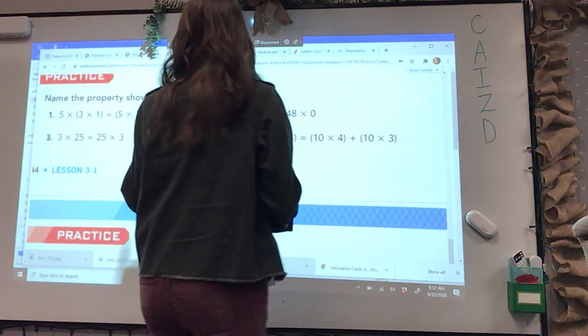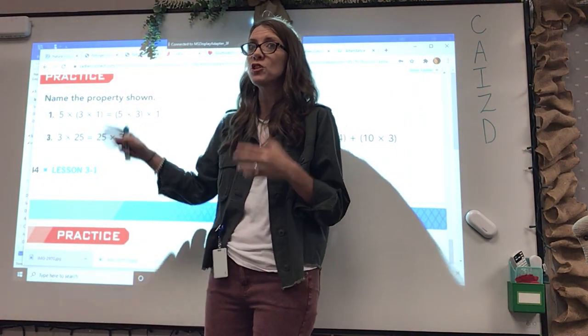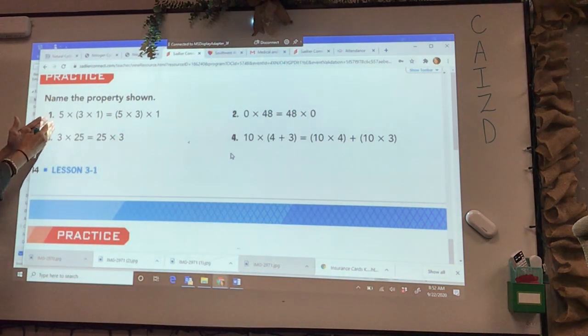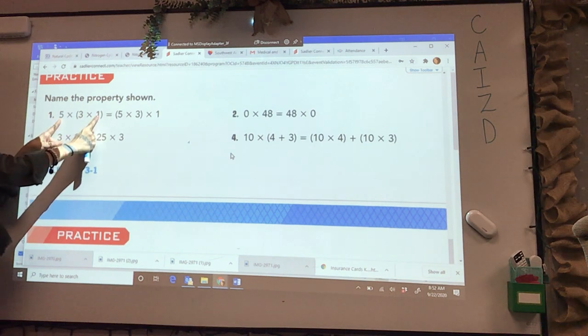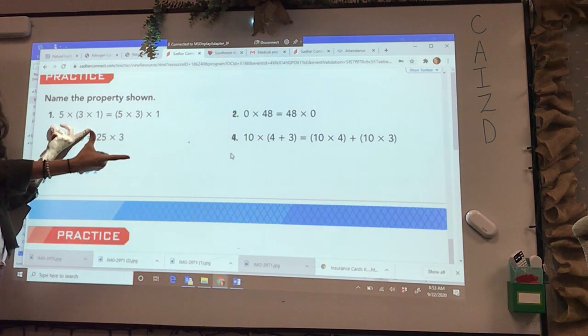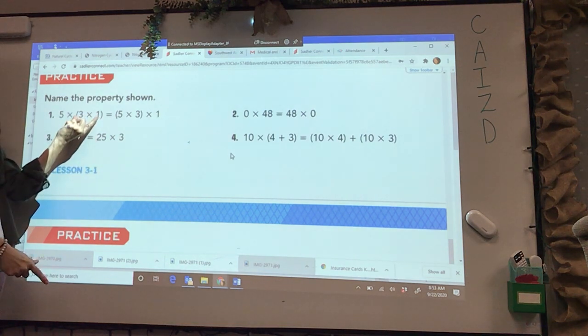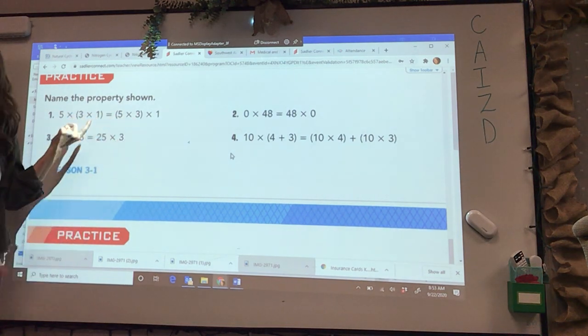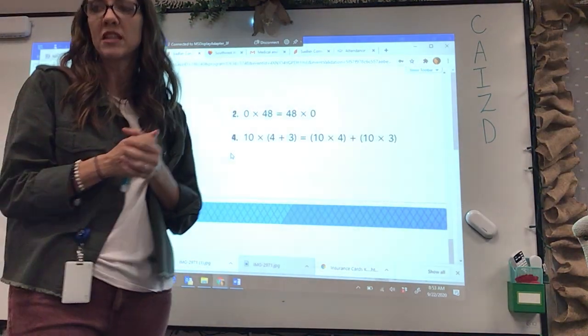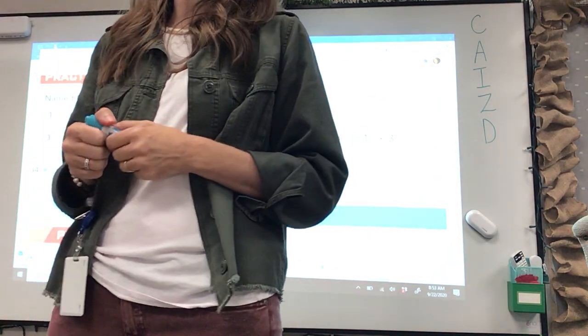All right, look at, some of you, as soon as you saw parentheses, you were like, oh, distributive property. But look, we didn't actually distribute anything. If you just look at the numbers, it's 5 times 3 times 1, 5 times 3 times 1. The only difference is they grouped the 3 and the 1, and they grouped the 5 and the 3. So that means it's different associations. So it's associative. All right, go ahead and do number 2.